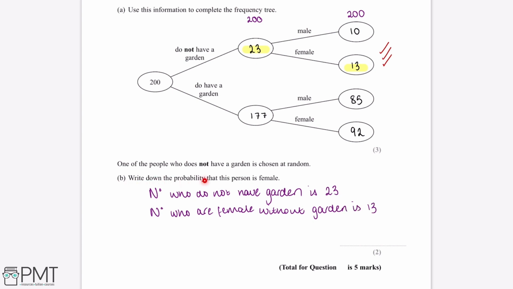So we want the probability that this person is female. There are 23 people who do not have a garden, and 13 of these 23 people are female. So this means the probability that this person is female is 13 over 23. And this question is worth 2 marks, and we'll get 1 mark for getting the numerator value correct, and the second mark for the denominator value being correct.